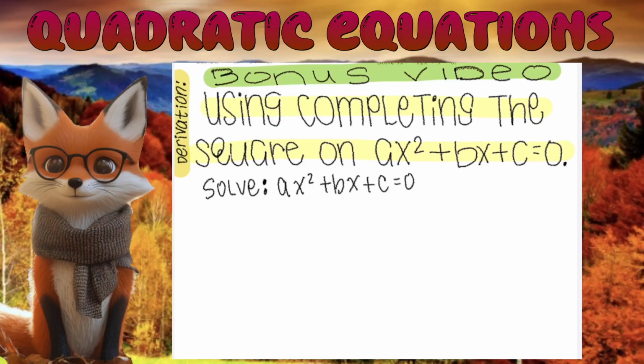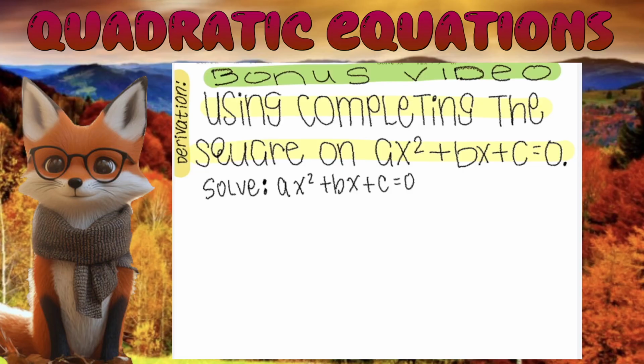We're going to use completing the square on ax squared plus bx plus c equals 0 to solve ax squared plus bx plus c equals 0. So let's see what happens if we follow the strategy I just used in the last video for example 4. So I'm going to bring over the c value.